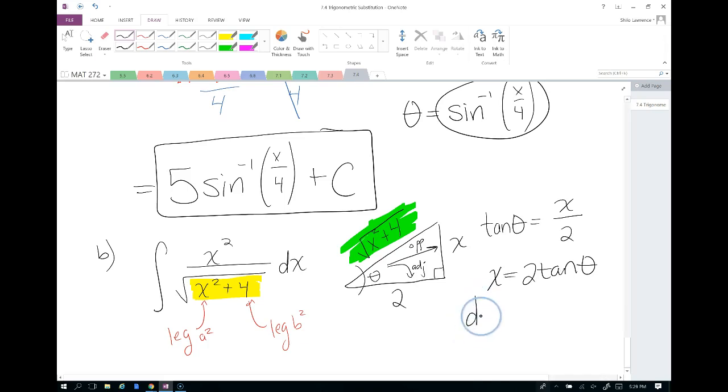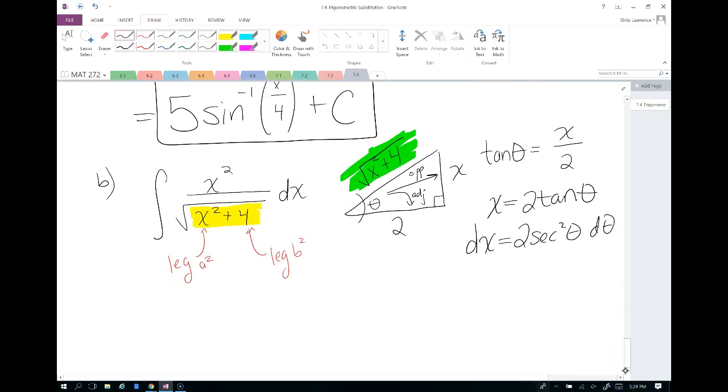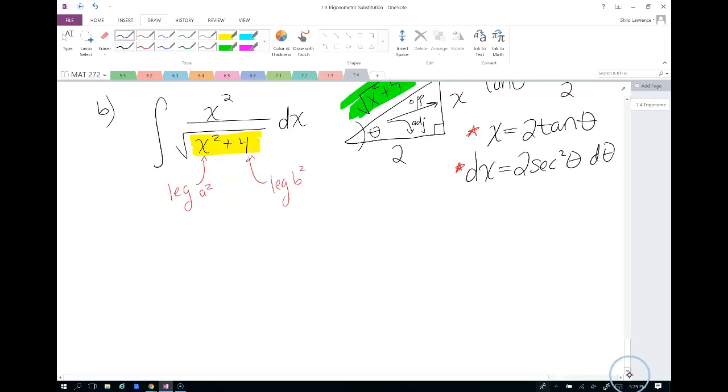We also are going to have to replace dx. So we're going to take the derivative of this as well. And the derivative for tangent is secant squared. Now we're going to take both of these and plug them back into our integral to try to get our integral completely written in terms of trigonometry and then simplify it as much as possible.